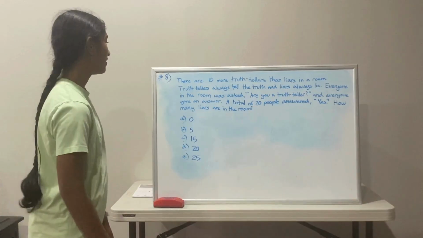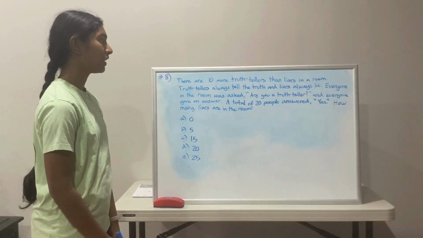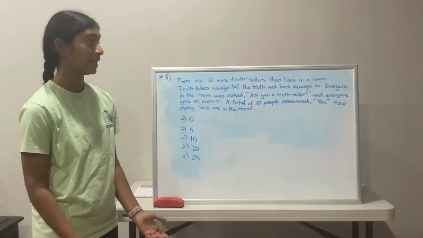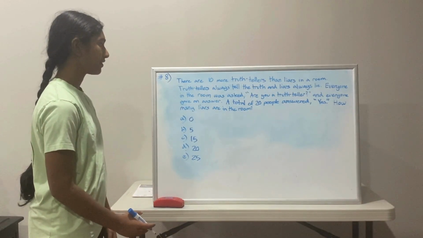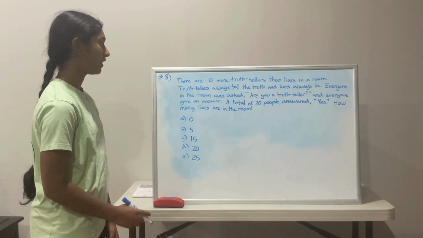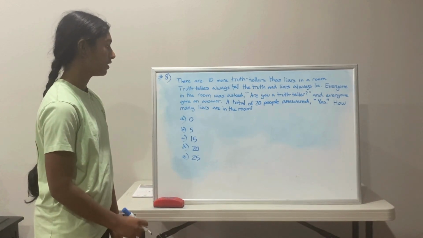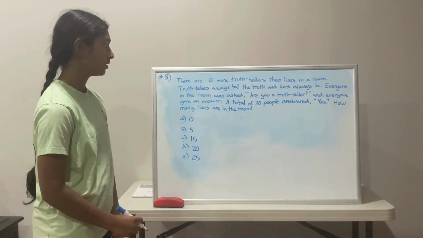Number 8. There are 10 more truth tellers than liars in a room. Truth tellers always tell the truth and liars always lie. Everyone in the room was asked, "Are you a truth teller?" And everyone gave an answer. A total of 20 people answered yes. How many liars are in the room?